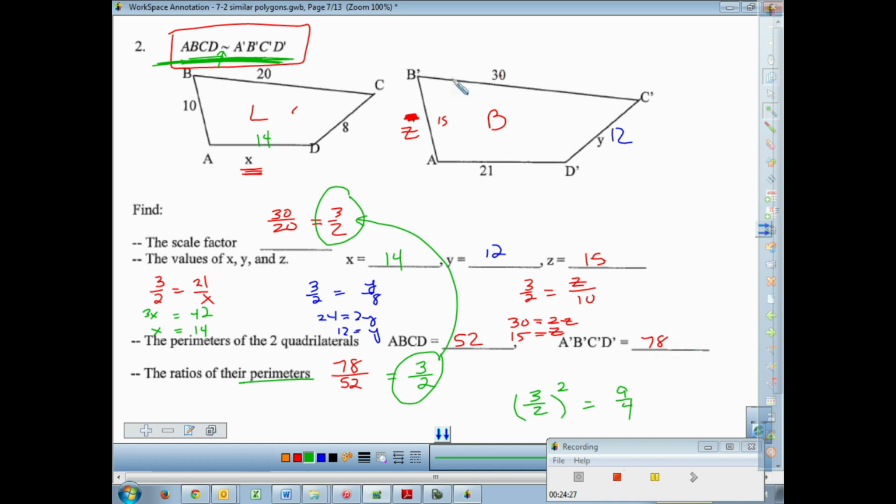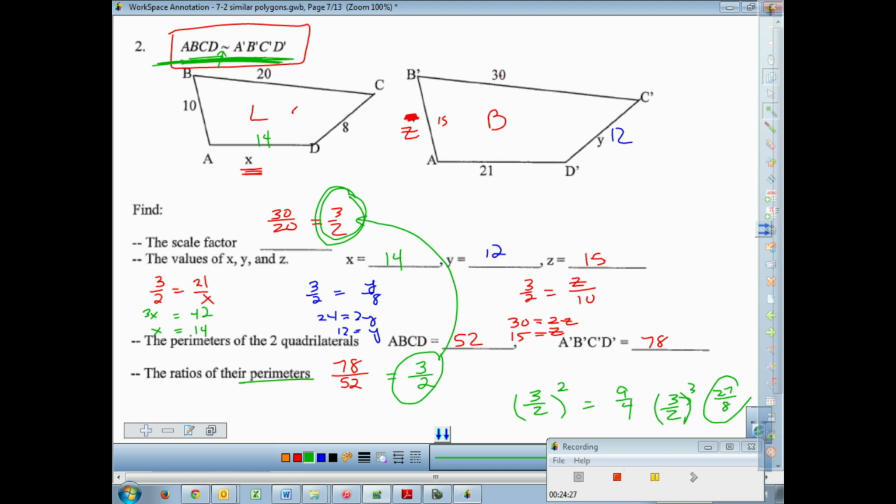Now let's pretend they were 3-dimensional shapes, which they're not, but let's pretend. What would be the ratio of their volumes? What kind of label do you put on volume? Cubic. So you take the scale factor and you cube it, and 3 cubed is 27, and 2 cubed, what's 2 cubed? What's 2 times 2 times 2? 8. The ratio of their volumes is 27 over 8.